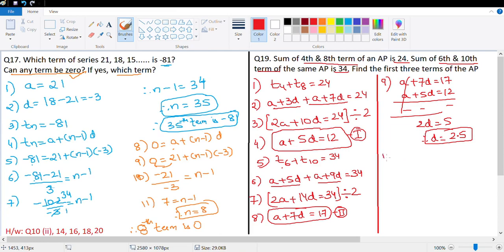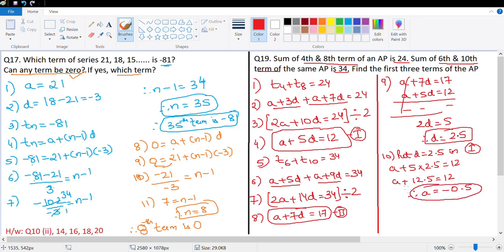Next, put D is equal to 2.5 in, let's say, equation number 1, and I get A plus 5 into 2.5 is equal to 12. So A plus 12.5 is equal to 12. Therefore, A is equal to negative 0.5. So I've got the value of A, I've got the value of D. Let's see what the question is. It says find the first 3 terms of the AP.